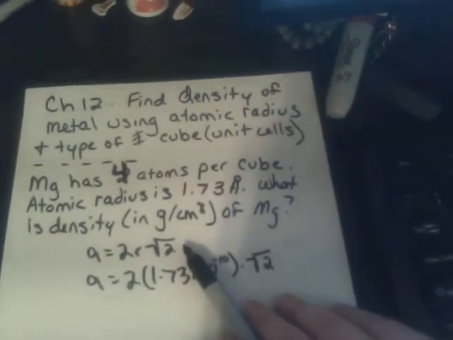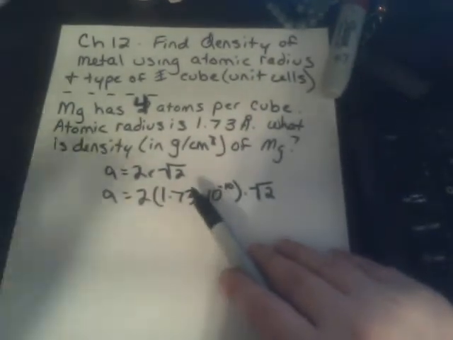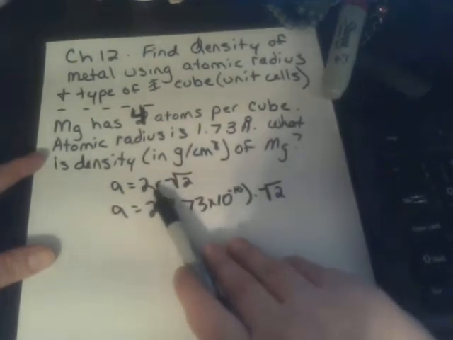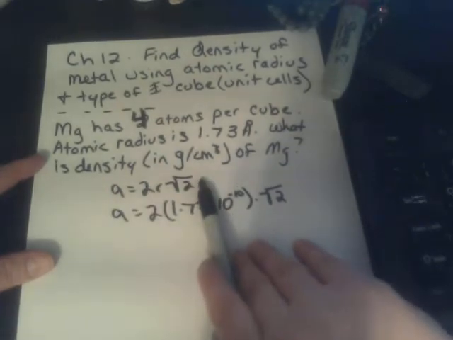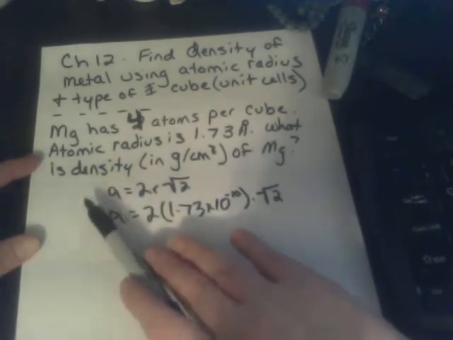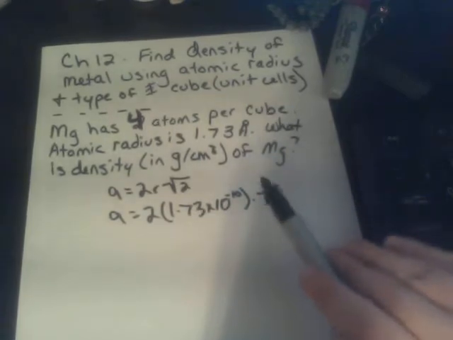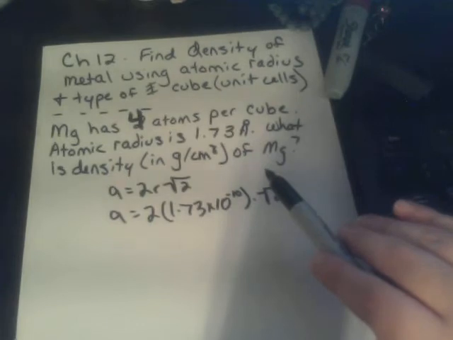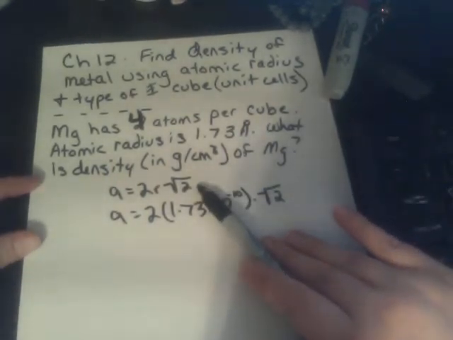So I started off with the equation that tells me the edge length, which is a, of a unit cell, and this is specific to the face-centered unit cell. If I tell you, you have to know whether it's primitive, face-centered, or body-centered. Primitive has 1 atom per cell, face-centered has 4, body-centered has 2. Since it's 4 atoms, I use the face-centered equation.